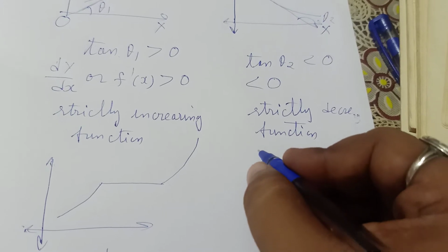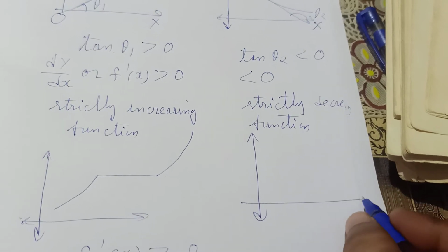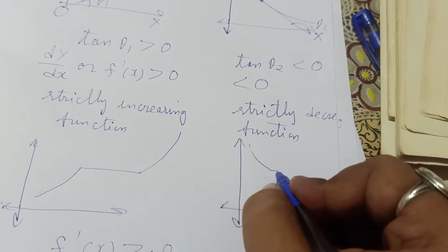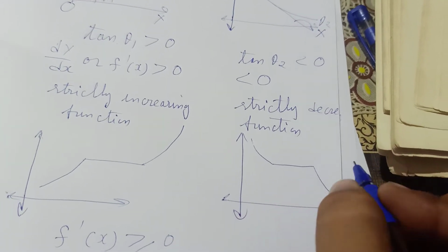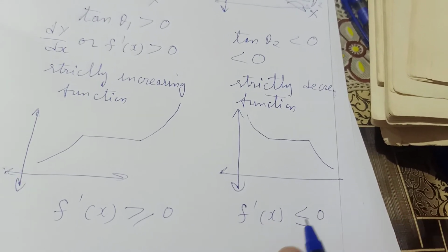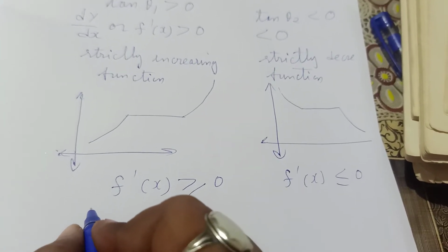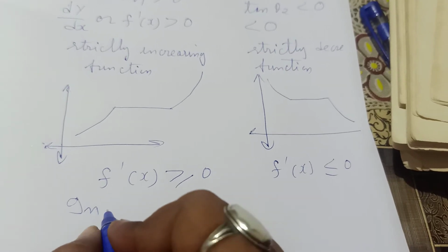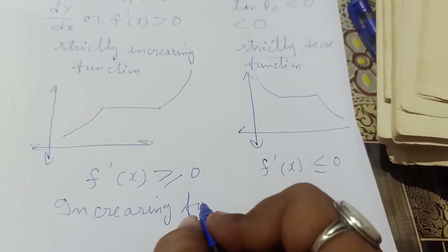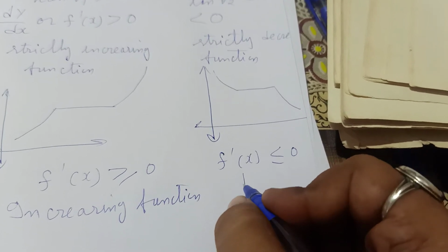And similarly for a decreasing function, it may happen like this: initially decreasing, then parallel, and then decreasing. So here f dash x will be less than or equal to 0. So in this case we will say that f(x) is an increasing function. And in this case f(x) is called a decreasing function.